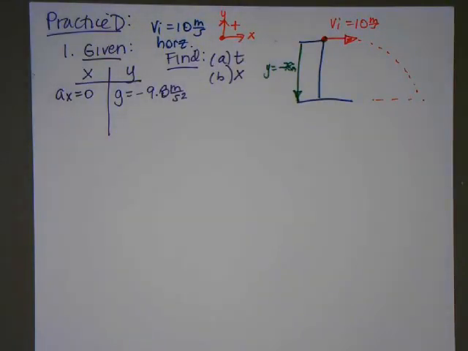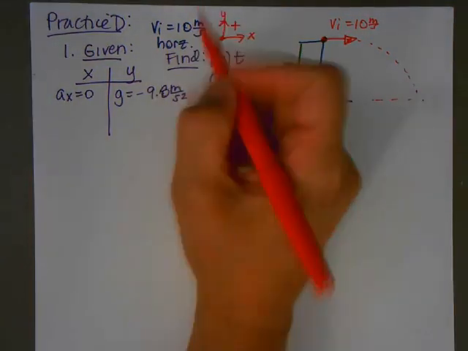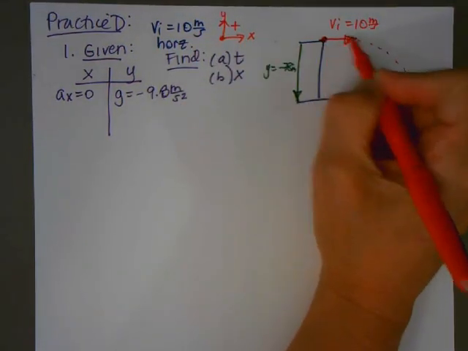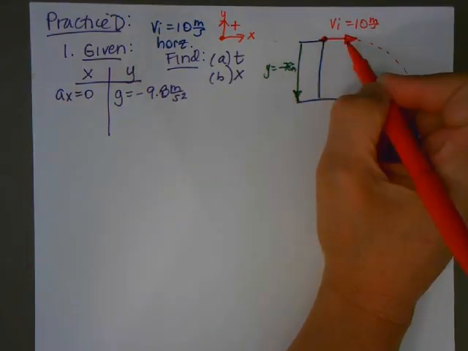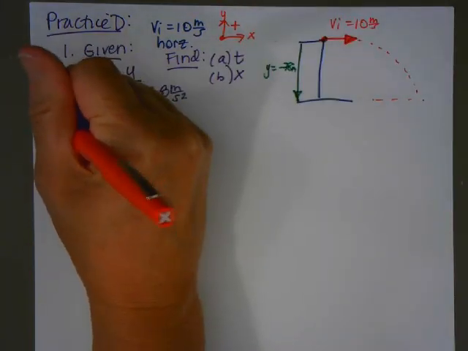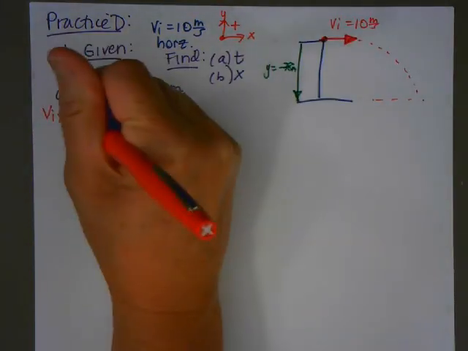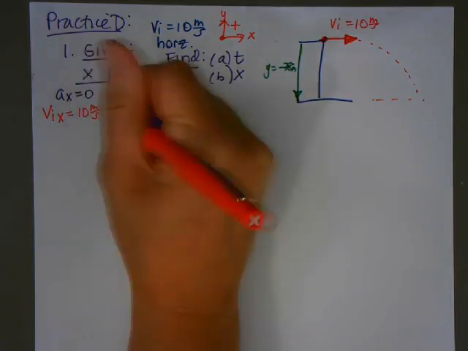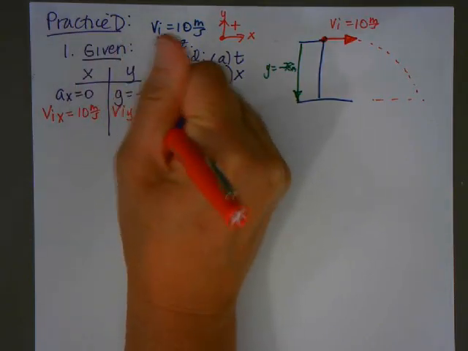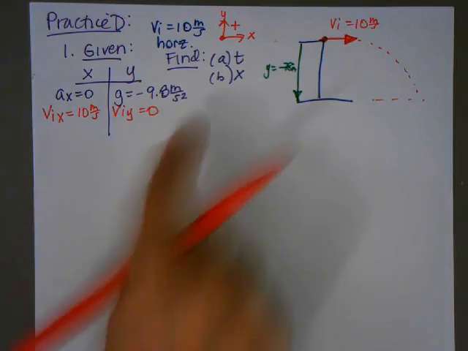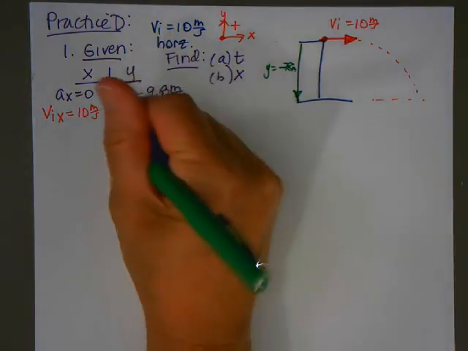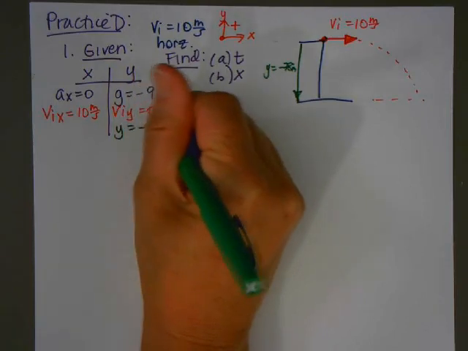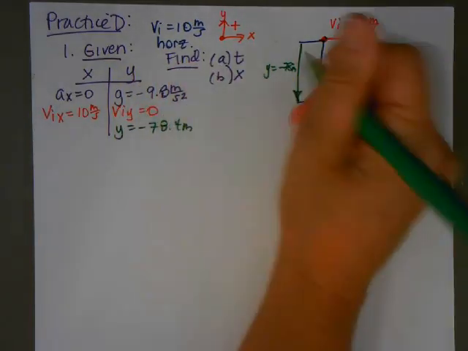So in our given, if we are given the initial velocity, we want to break it up into horizontal and vertical components. But this is only going horizontal. It has no vertical components. So VIX is equal to VI, which is 10, and VIY is 0. And I'm going to write that down because it's important. And then I know that Y is negative 78.4 meters. We got the 0.4.